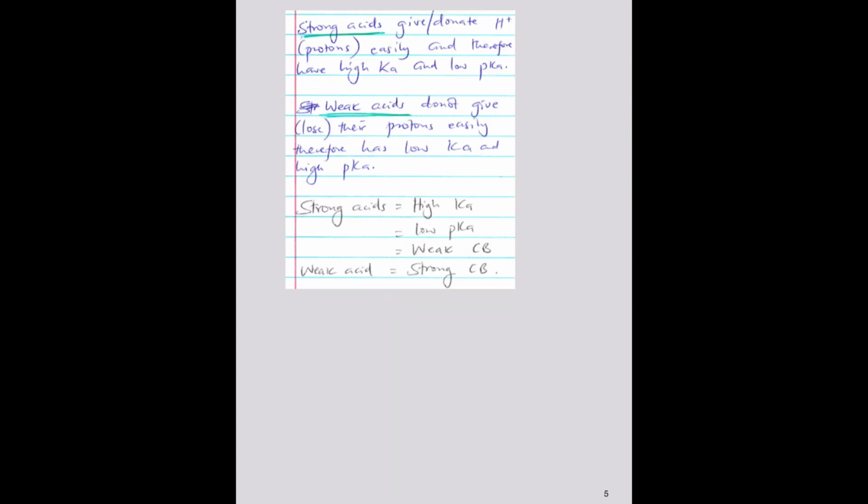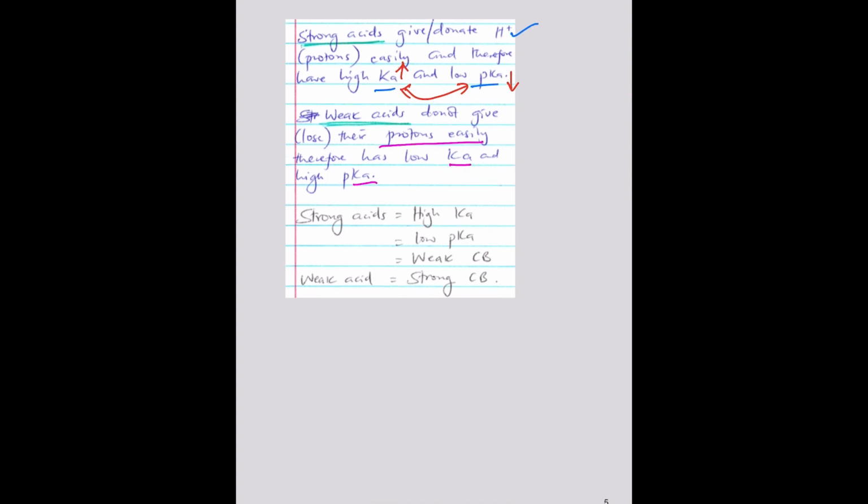Strong acids will donate hydrogen ions, that's protons, easily, and therefore they have high Ka and low pKa, because the relationship between Ka and pKa is inverse. If Ka increases, pKa decreases. Weak acids do not give or lose their protons easily, and therefore they have low Ka and high pKa. Again, we see this summary here. Strong acids: high Ka, low pKa, and a weak conjugate base. A weak acid will have a strong conjugate base.